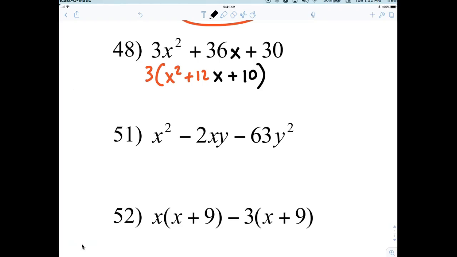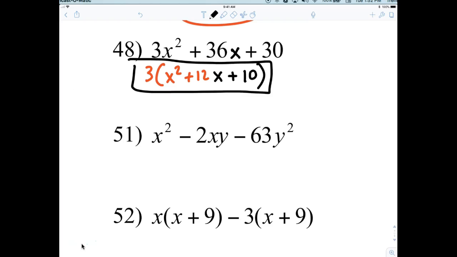Come on, guys. What are the factors of 10 that make 12? Go ahead. I want to hear it. Thank you. So that is the what? That's the answer. That's the prime. We factored out a common X.